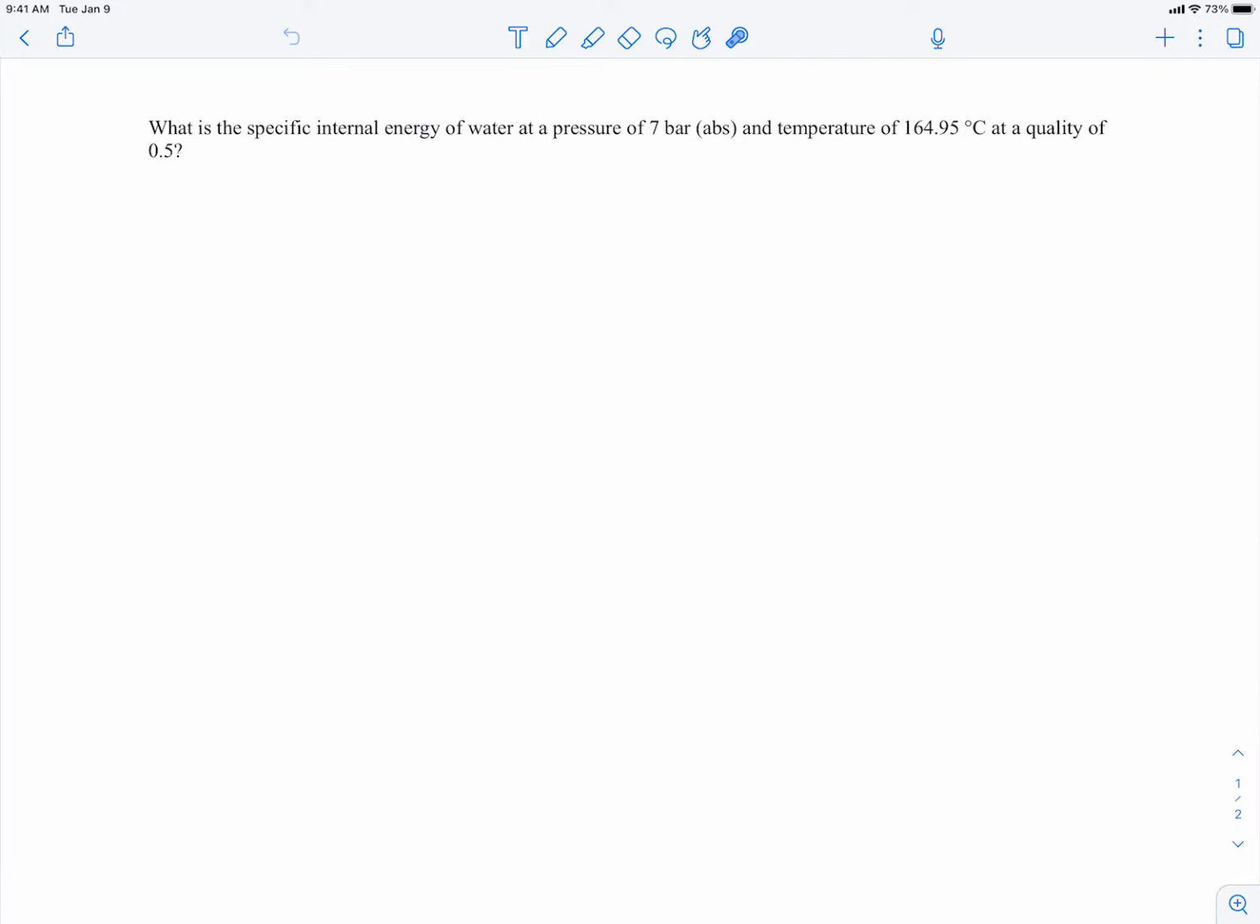To determine that specific internal energy, we're going to use the quality along with the specific internal energy for the saturated liquid state and the saturated vapor state. So basically, the specific internal energy is going to be 1 minus the quality times the specific internal energy for the saturated liquid state, plus the quality times the specific internal energy for the saturated vapor state. And remember that the quality is the mass fraction of the substance that's in the vapor state.